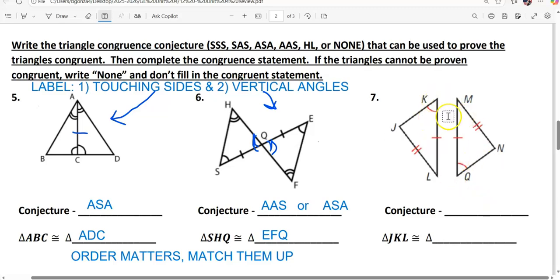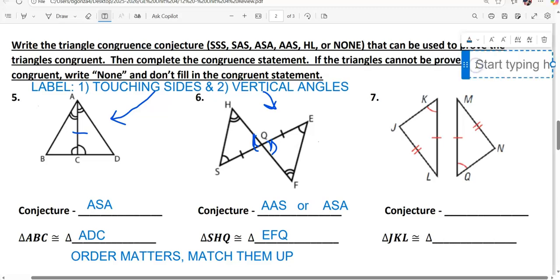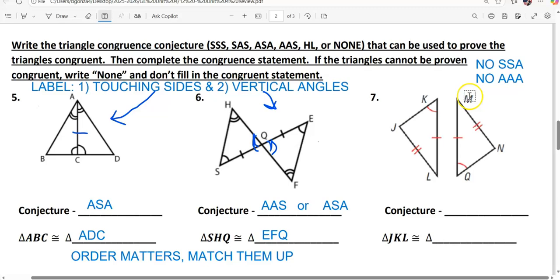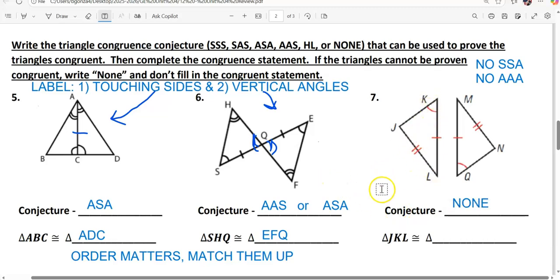Now look at this one. Angle, side, side. So what can we not use? No SSA and no AAA, right? This looks like SSA or angle, side, side. And since I don't see a right angle, this is going to be none. Don't put anything there, okay? You cannot use angle, side, side.